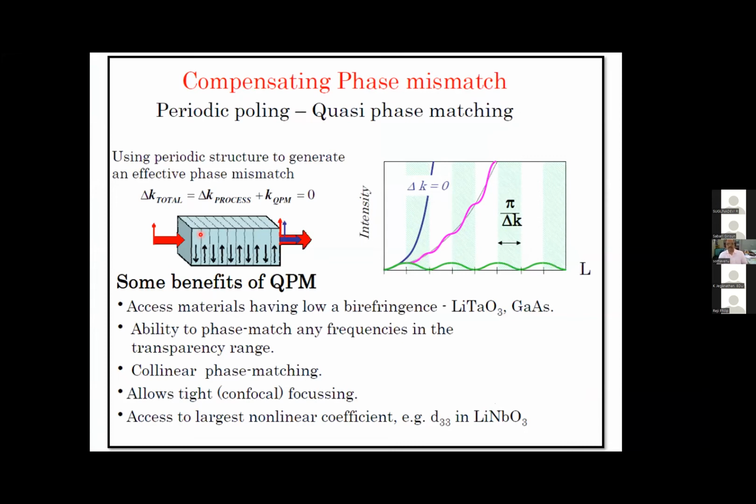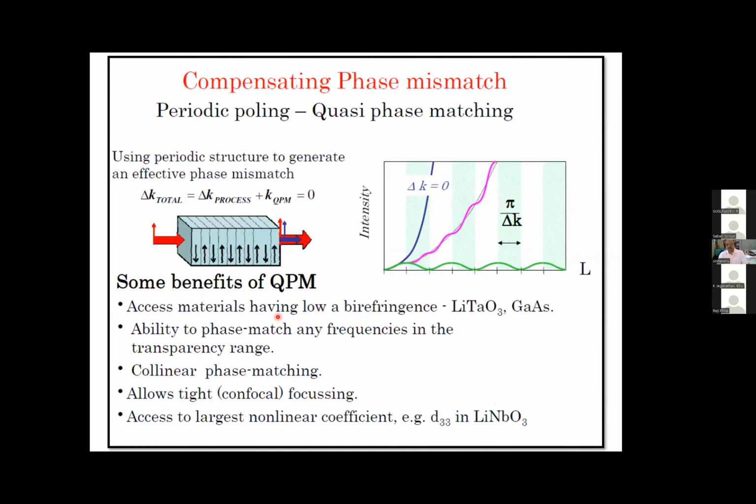It's very well used, to use a periodic structure to generate an effective phase mismatch so that you have the actual delta K process plus you induce delta K quasi-phase matching, which results in a close to zero value. Therefore, you will have a much more efficient process. So when you invert these domains, we call them domains in lithium niobate, you may not get delta K equal to zero behavior like in bulk crystals, but you get reasonably good efficiency when you take large, long crystals.